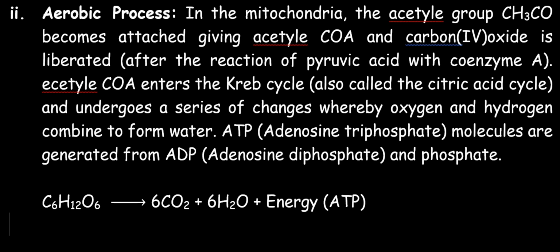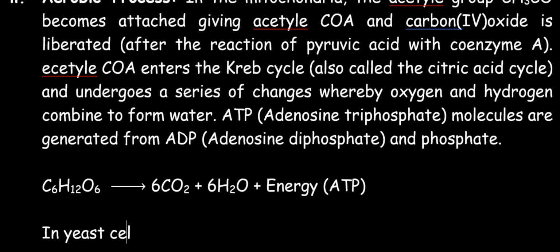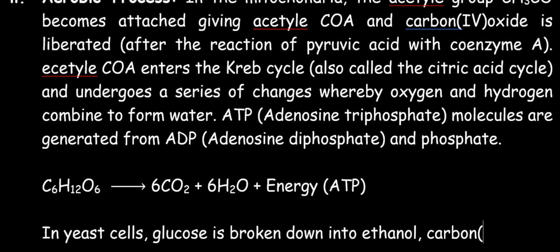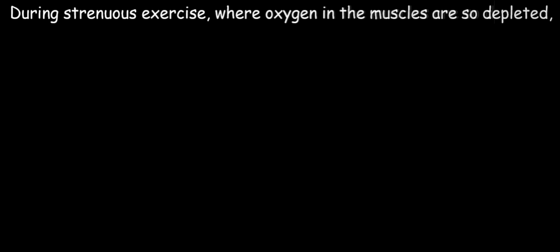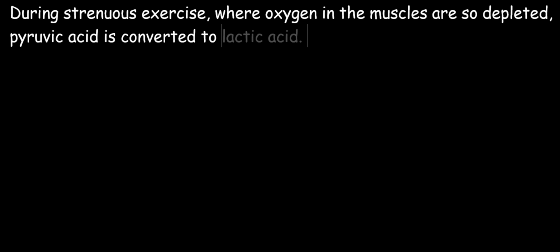So this chemical equation shows how ATP is being generated from glucose. We see the glucose being broken down to give carbon dioxide, water, and energy. Also in yeast cells, glucose is broken down into ethanol, carbon dioxide, and energy in the absence of oxygen, and this process also produces energy. During strenuous exercise, where oxygen in the muscles is so depleted, pyruvic acid is converted to lactic acid. This is further oxidized to liberate energy.